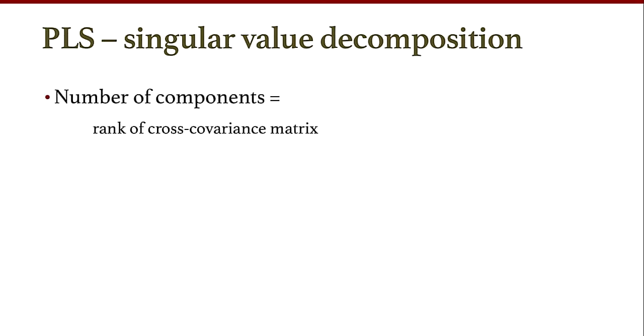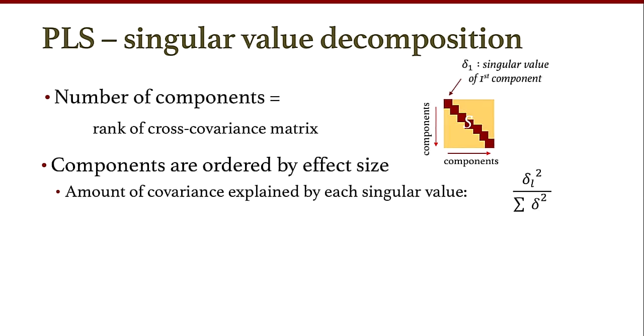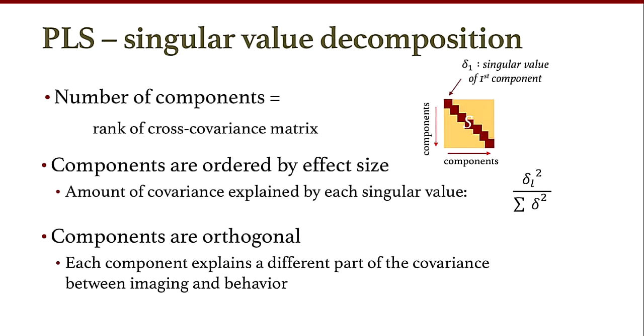So because PLS relies on singular value decomposition, the number of components is going to be the rank of the cross-covariance matrix, which is the lowest of the dimensions between imaging and behavior, which is usually behavior. The second thing is that the components are going to be ordered by the effect size, or the amount of covariance each of these components explains. So the way to compute it is simply to take the squared value of the singular value in this S diagonal matrix, and divide it by the sum of all singular values squared. And then finally, all the components are going to be orthogonal, meaning that each component will explain a different part of the covariance between imaging and behavior.